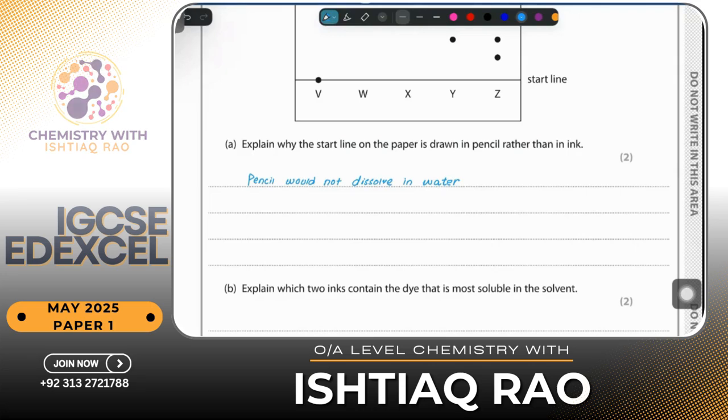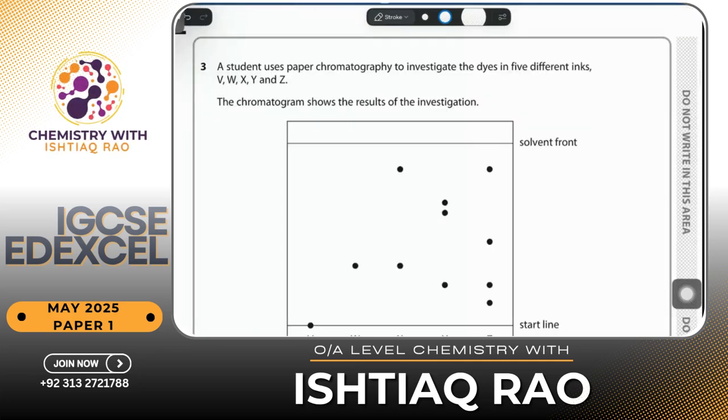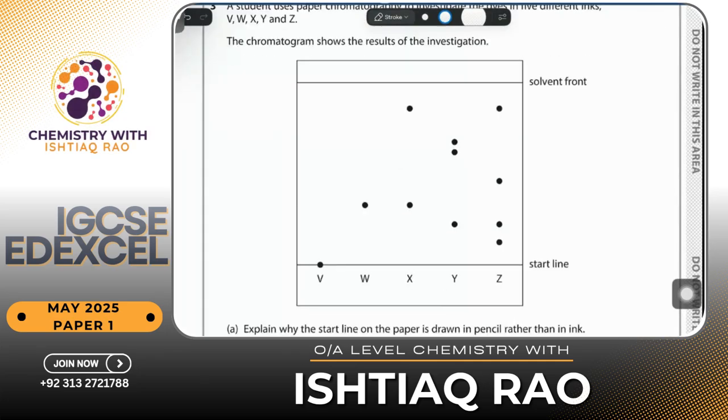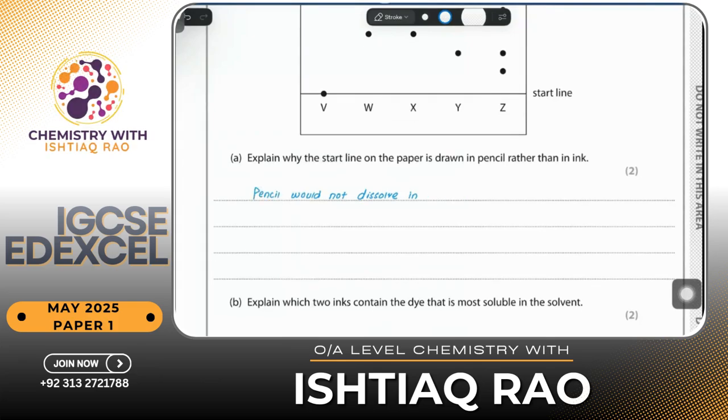When the line is drawn with ink, the line would dissolve in water. So the ink will dissolve in water, while pencil would not dissolve in water. They have not mentioned what solvent they are using, so I'm not supposed to write water. I'm supposed to write solvent. All right. Number one.